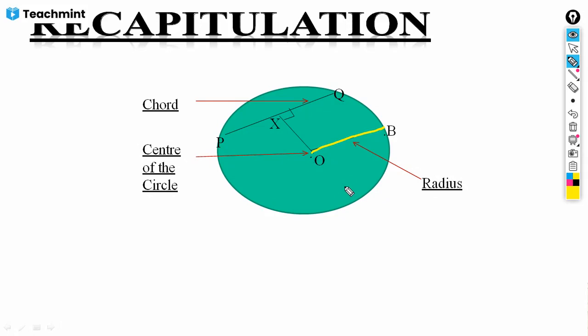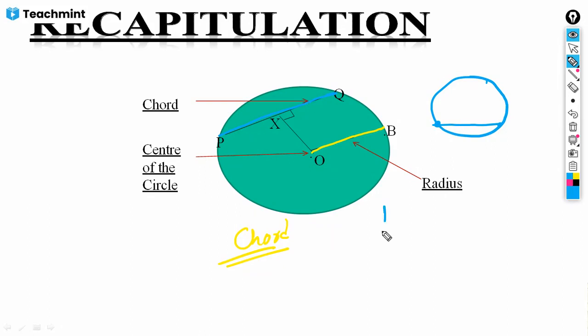Okay. What is a chord? A line segment joining 2 points on the circumference of a circle. Very good. See, a chord is very simple. If there is a circle in this way, a line segment joining any 2 points on the circumference of a circle is nothing but a chord. What is the chord here? Who is the chord here?